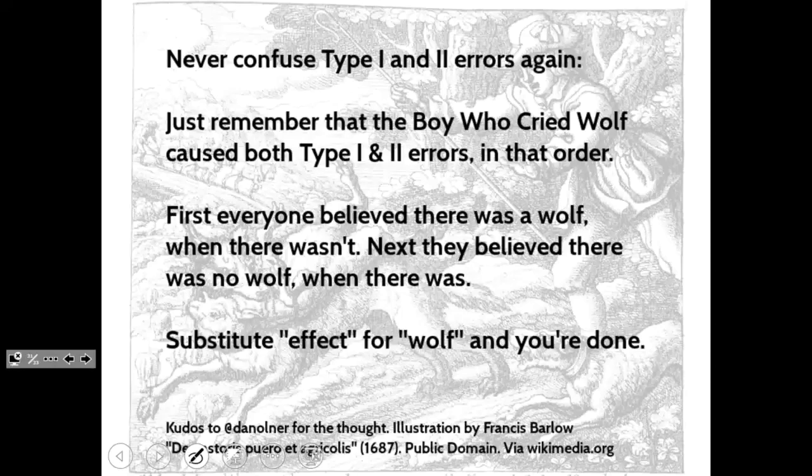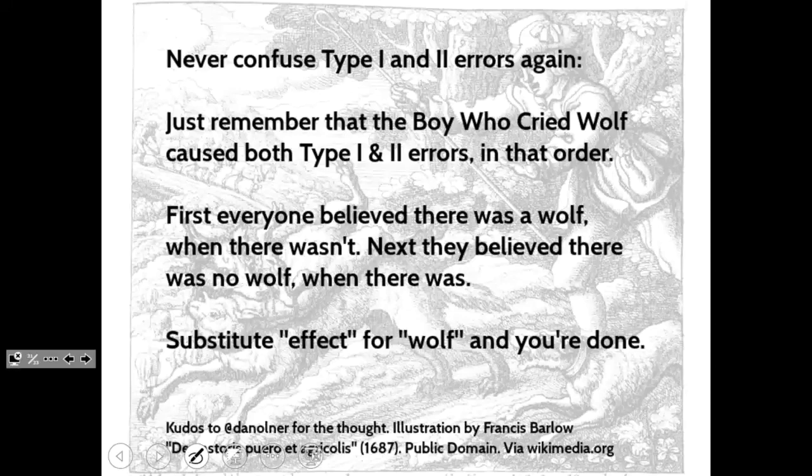If we think about wolves, our null hypothesis is there's no wolf. At first, everyone believed there was a wolf. They rejected the null hypothesis. But it turns out there was no wolf. That's a type 1 error. They rejected the null when the null was actually true. There's no wolf, but they thought there was. Second time, they believed there was no wolf. They failed to reject the null hypothesis, but it turns out there was a wolf. That's a type 2 error.